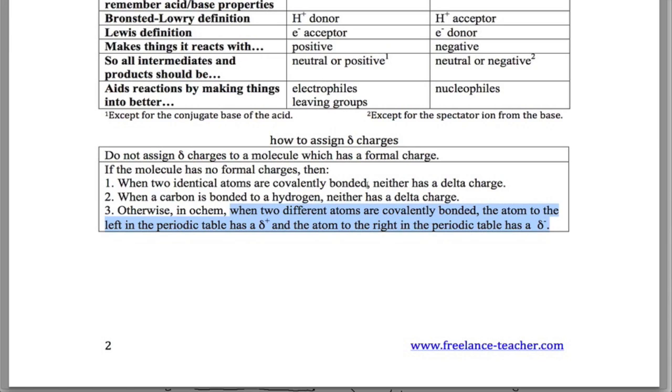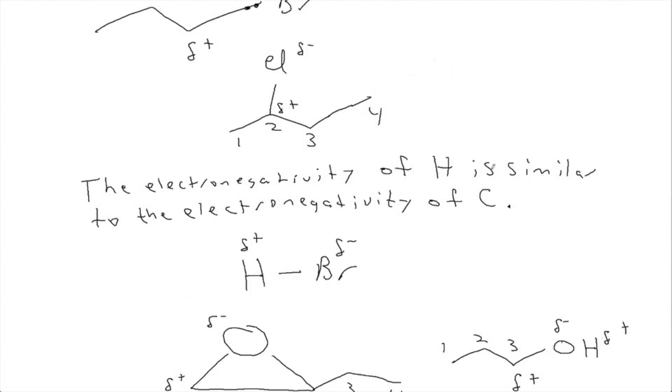Will the delta charges usually be labeled for you in the problem? No, it's your job to put them in. So students often don't do this. When is it important to put in the delta charges? When is it important to look for a delta positive? When there's no formal positive. If there's a formal positive charge, there's no point looking for a delta positive charge. But if there's no formal positive charge, it can be very helpful to look for the delta positive. Okay, good. So if something has a delta negative, what role do you think it would be likely to play?